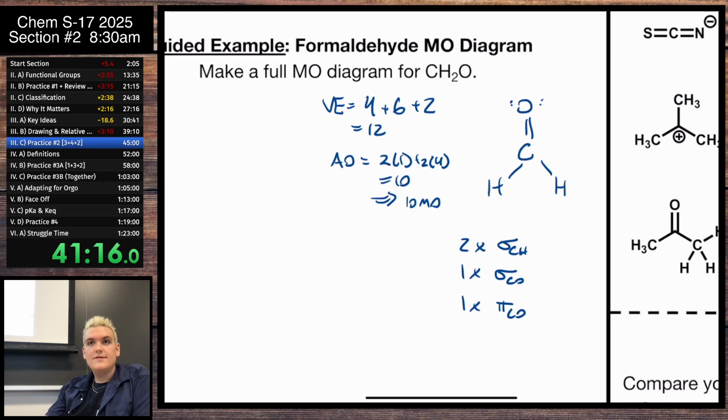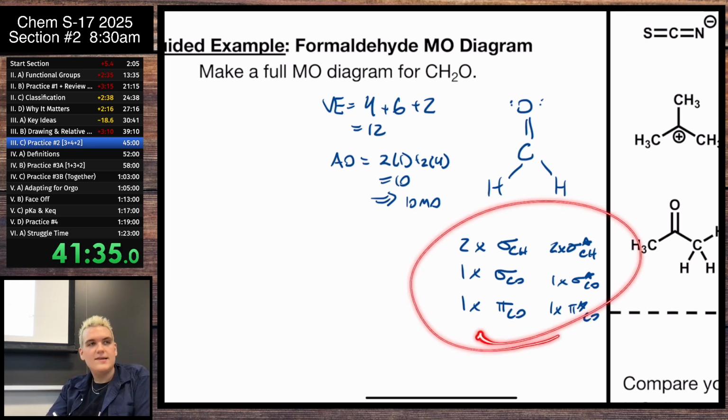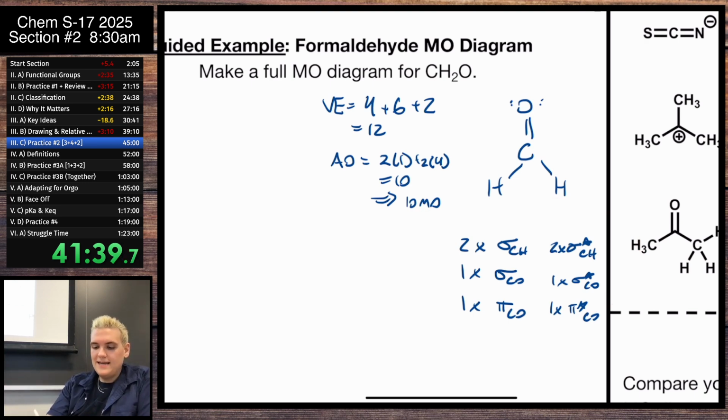So those are all of our bonding interactions. And we know, based on our second key idea, if we have bonding interactions, we also have antibonding interactions. So we have 2 sigma star CH, 1 sigma star CO, and 1 pi star CO. And if I count this up, this is 8 molecular orbitals. I'm missing 2. What are the 2? The lone pairs. So lone pairs we indicate with an N for non-bonding, and they are on oxygen. So I would do N subscript O. That's our 10 molecular orbitals.